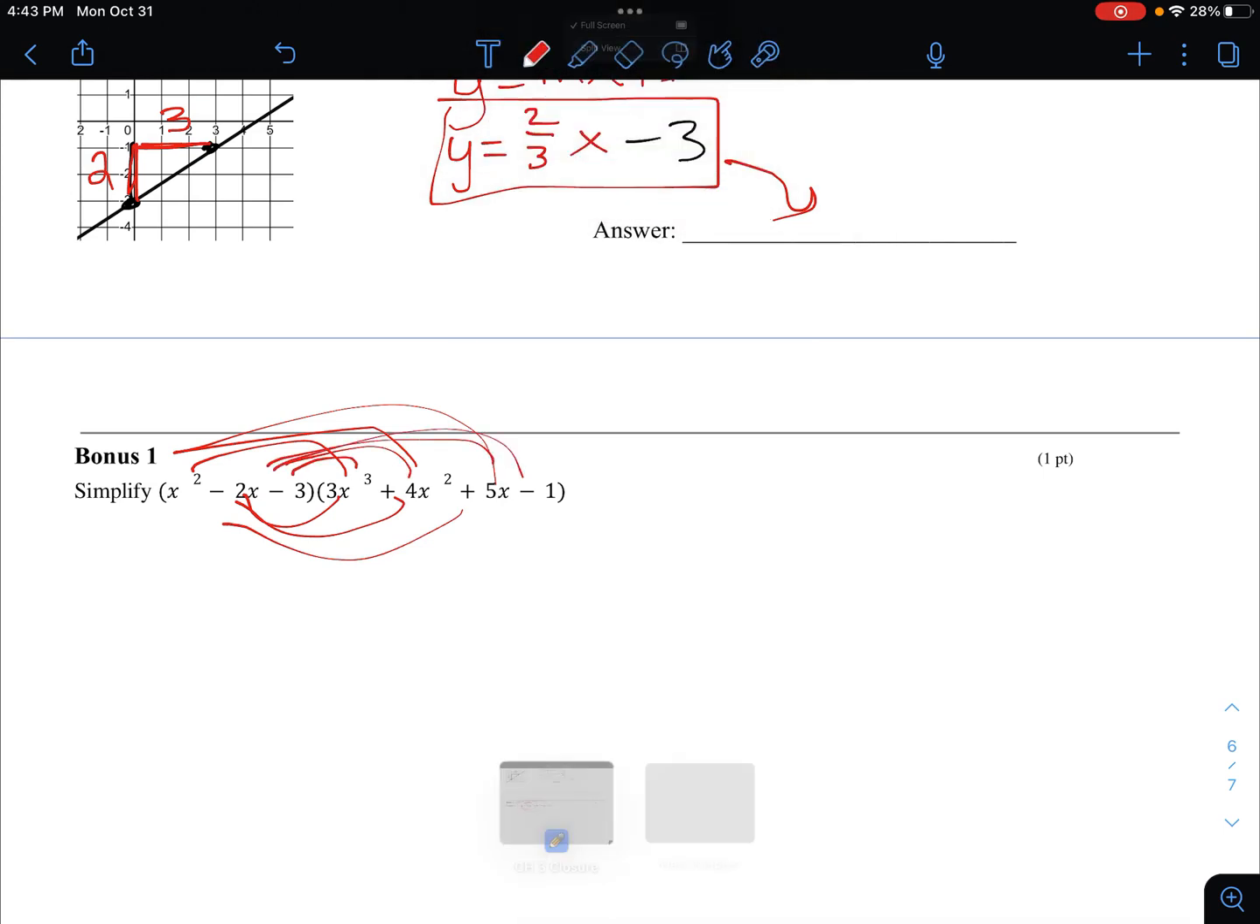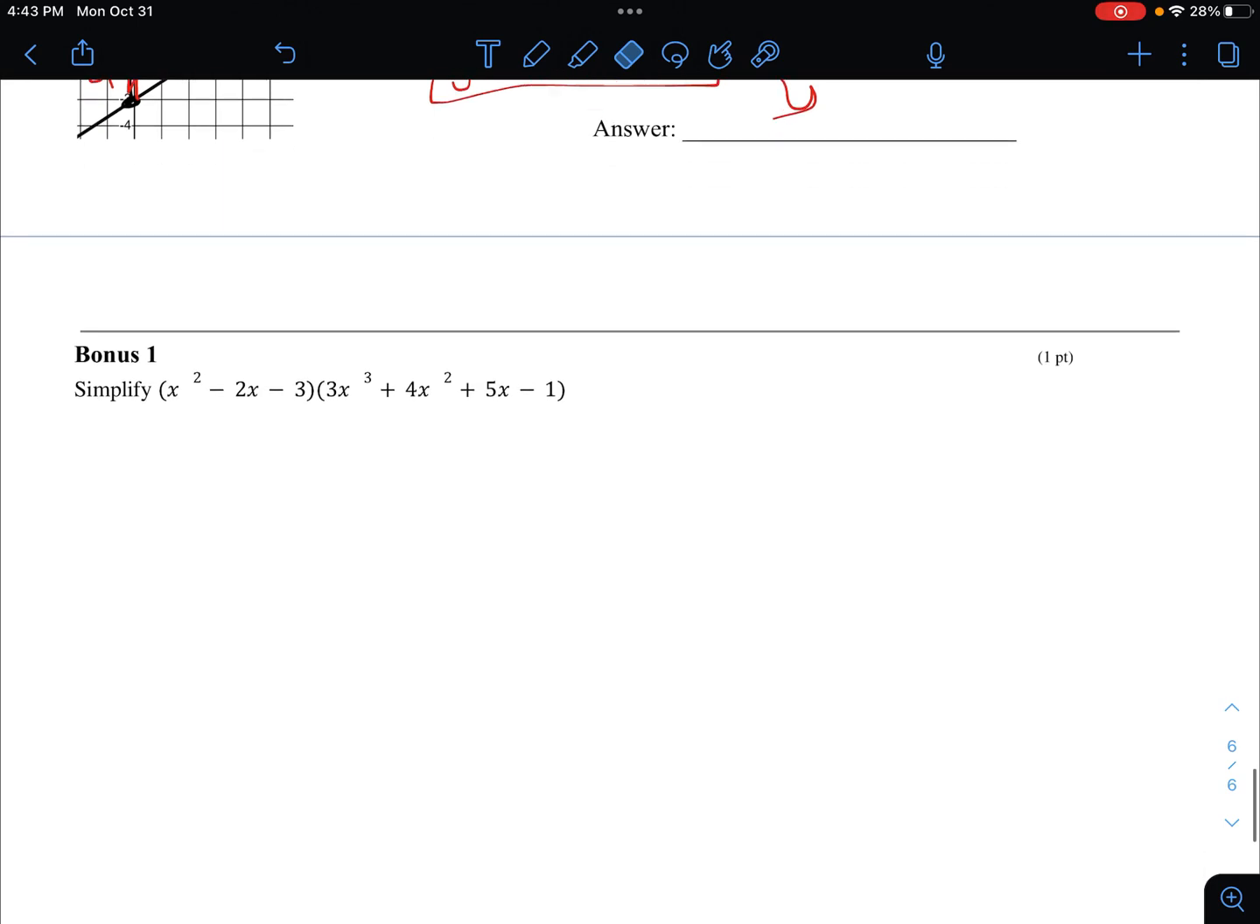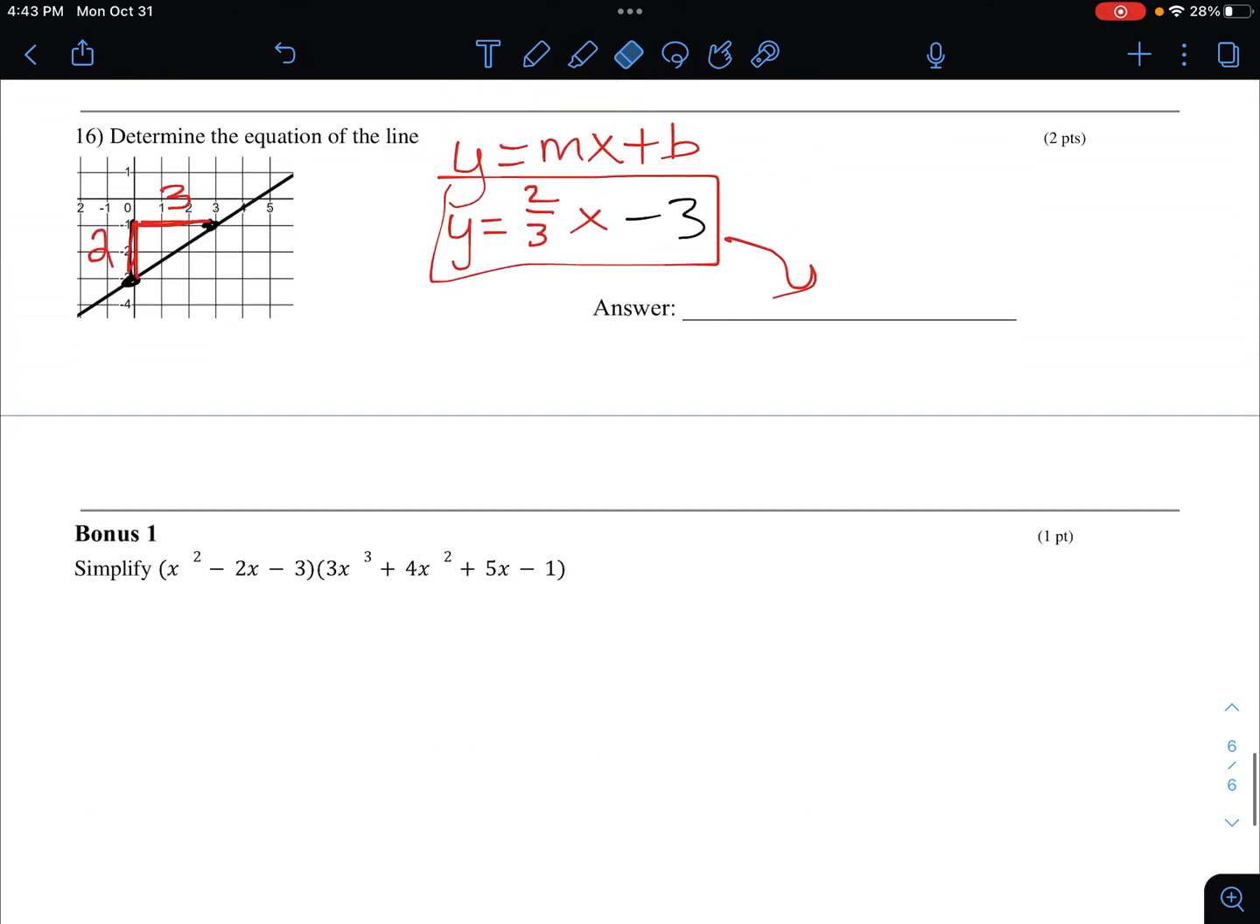Your work can get kind of unorganized here, so make sure you keep it nice and neat. You can also use box method. That might actually be easier to use. Okay, box method might be easier to use here for this one, but there's that.